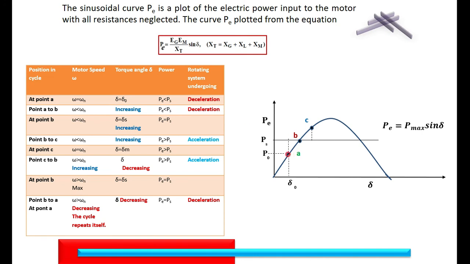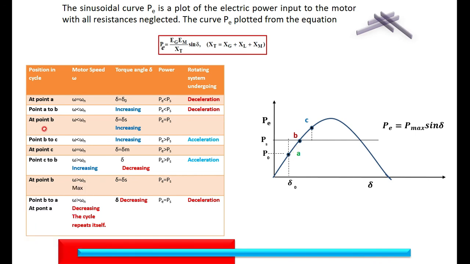Because of the deceleration, the angle delta has to be increased, speed is decreasing, and the operating point will move slowly from A towards B. Therefore, from point A to B, the speed goes on decreasing, that is omega is less than omega n, because it is decelerating. So you have to adjust to a new angle delta, so that electrical input is equal to the mechanical increased output, so delta is increasing. Between A and B, our power input to the machine is still less, therefore there is still a deceleration when it is moving from A to B.